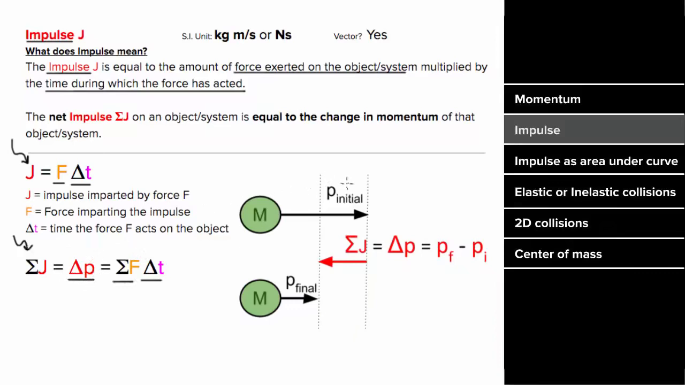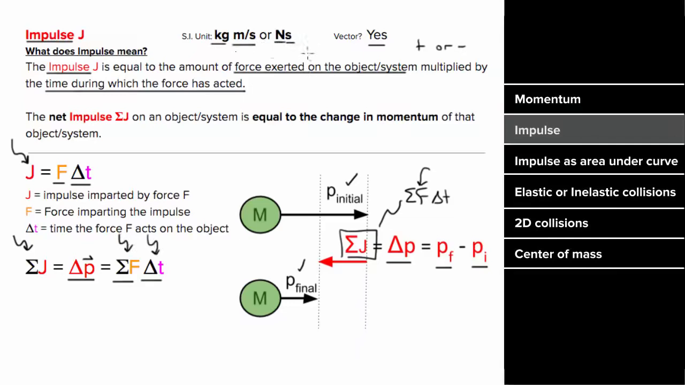In other words, if a mass had some initial momentum and ends with some final momentum, the change in momentum of that mass, P final minus P initial, is going to equal the net impulse, and that net impulse is going to equal the net force on that object multiplied by the time during which that force was acting. And since impulse is a change in momentum and momentum is a vector, that means impulse is also a vector, so it can be positive and negative. And the units are the same as momentum, which is kilograms times meters per second, or since it's also force times time, you could write the units as newtons times seconds.